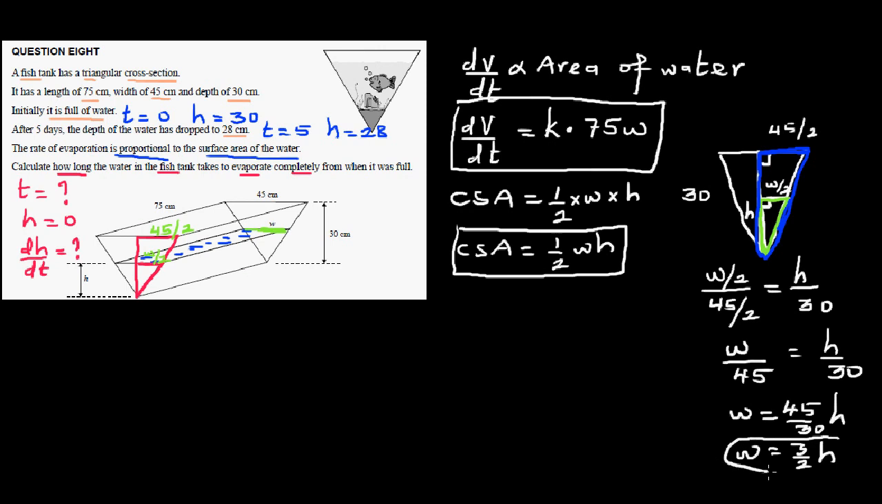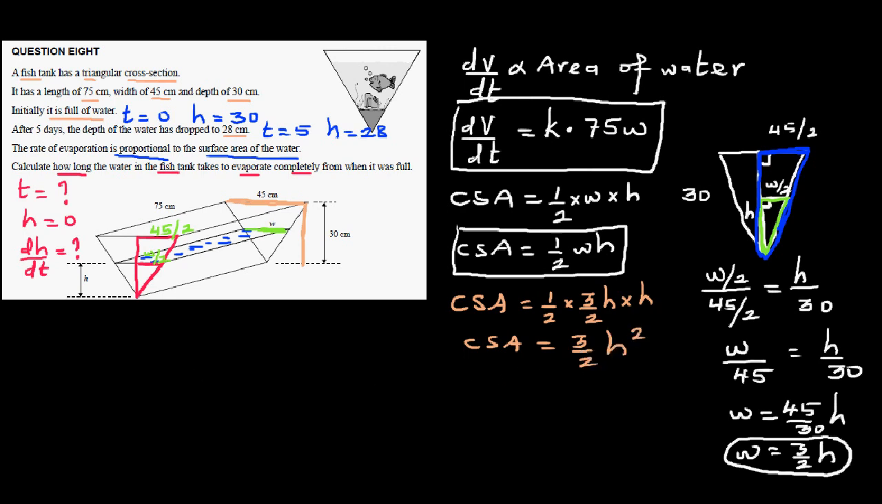So the relation between W and H is, the width is always going to be 1.5 times the height, which is very clear here. If you look at the given, the top width is 45 and the height is 30, so 45 is directly 1.5 times 30. You can also directly use it or prove it like this. In place of W, I can replace it by H, because ultimately I want to write this in terms of H. So CSA, the area of cross section, is half times 3 over 2 H times H, which is equal to 3/4 h squared.